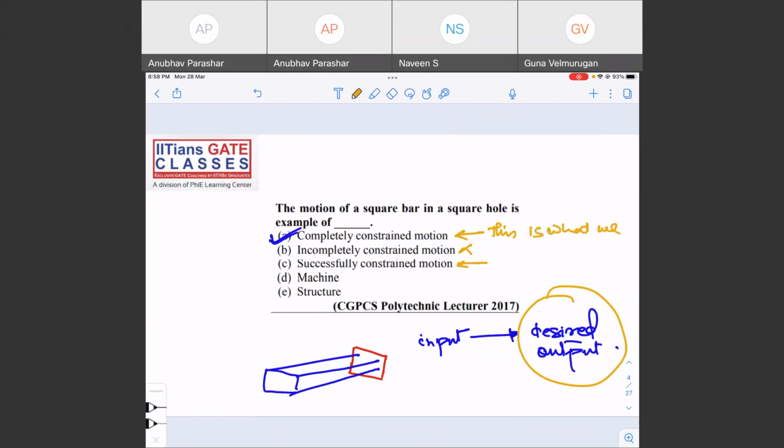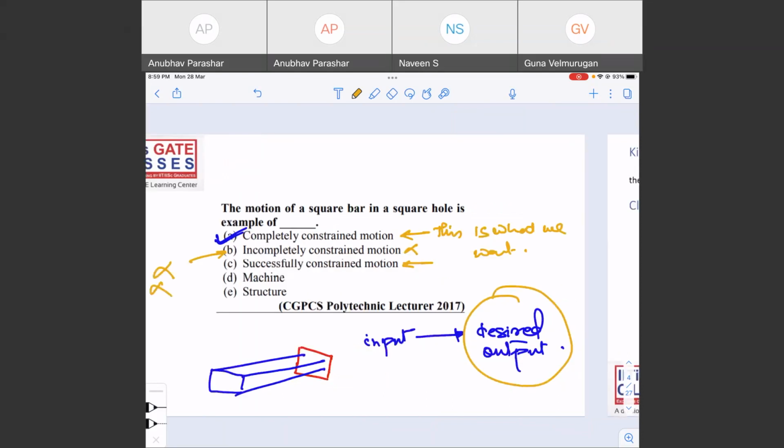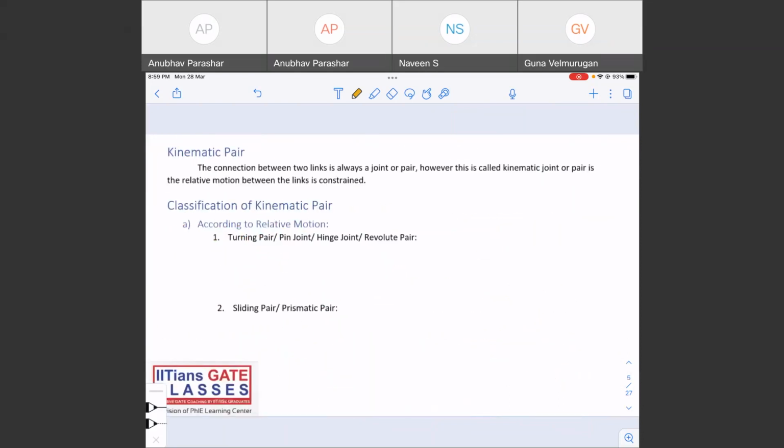What we want. Okay, so always remember, either completely constrained or successfully constrained. We don't want incomplete constraint. Now we have to know what a link is. It is the smallest part of the mechanism, you can say.